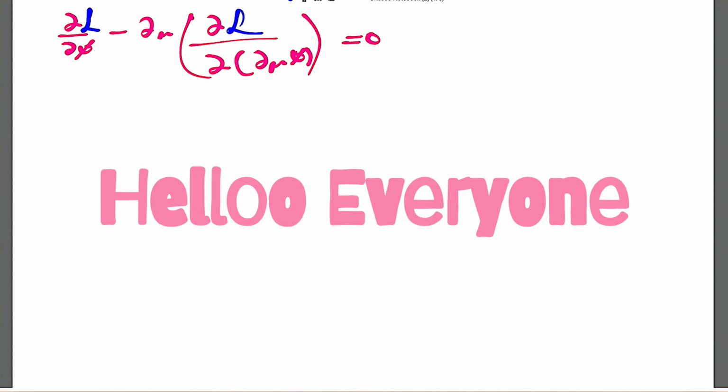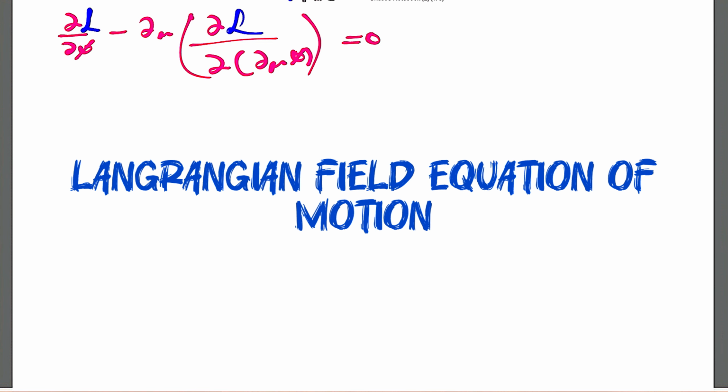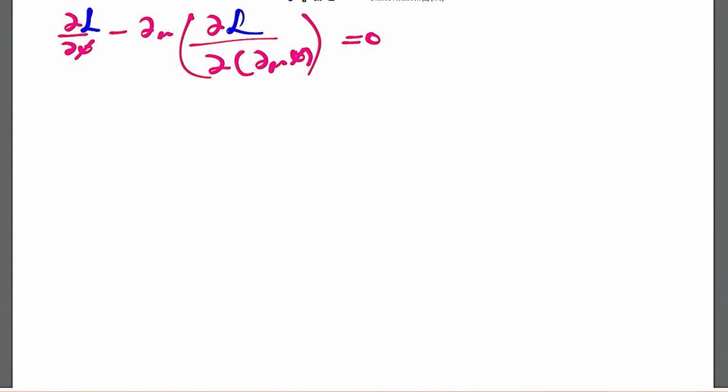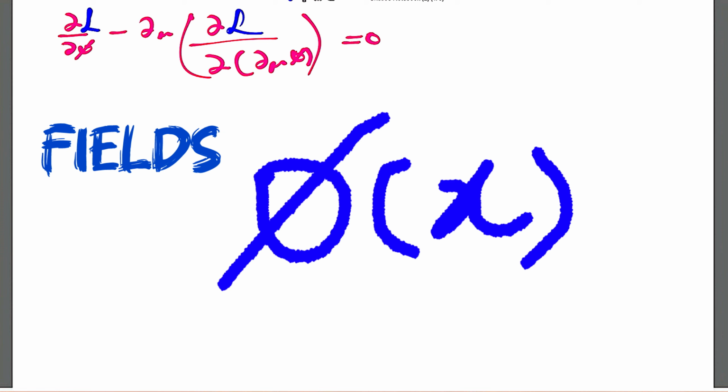In this video, we'll be doing the most wanted derivation, which is the derivation for the field equation of motion that we know as the Lagrangian equations of motion. And these are extremely important in classical field theory, quantum field theory, and in general. And these equations will be in terms of field phi. That's why they are called the field equation of motion, because we will be considering the fields instead of the position and momentum coordinates.